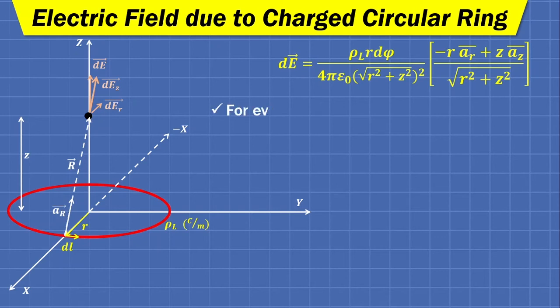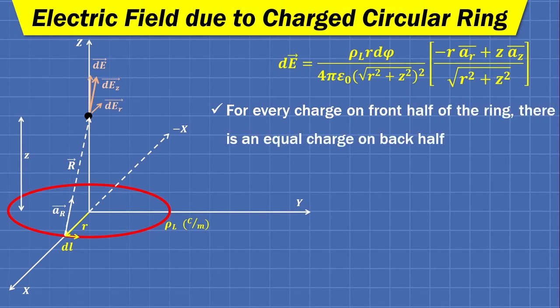But for every charge on the front half of the ring, there is an equal charge on the back half of the ring. So if we divide the whole ring into two parts, let us say this part is the front half and this part is the back half. If we have a small charge dq in the front half of the ring, then we can also have a small charge dq in the back half of the ring.